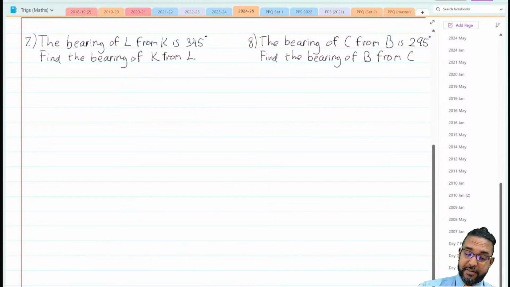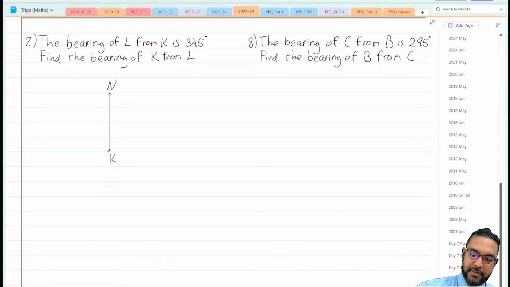$345 is almost 360. It's almost a full circle we're going with there. L from K. So we've got to go at K first. Draw a north line. 345 is... let me just say wrong here now. Okay, wow, that's not a very straight line. Let me say L. And then that angle there is 345.